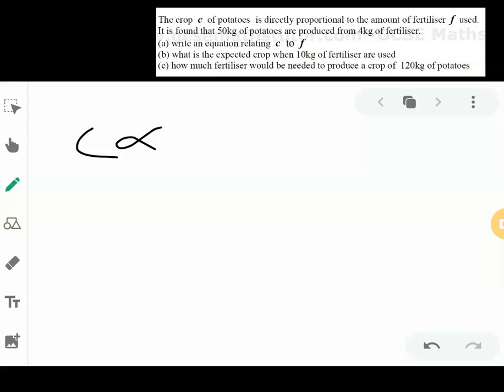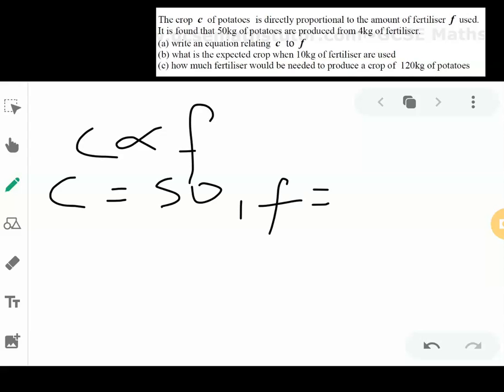Alright, so let's write that out symbolically, what they've said so far. The crop C of potatoes is directly proportional to the amount of fertilizer F used. So C is directly proportional to F. It is found that 50 kg of potatoes are produced from 4 kg of fertilizer. So that means that C is 50 when F is 4.